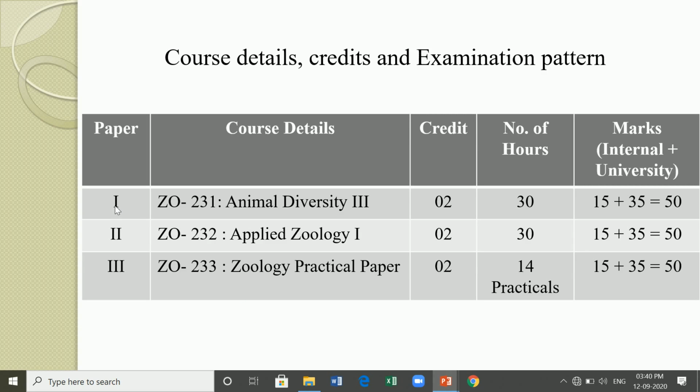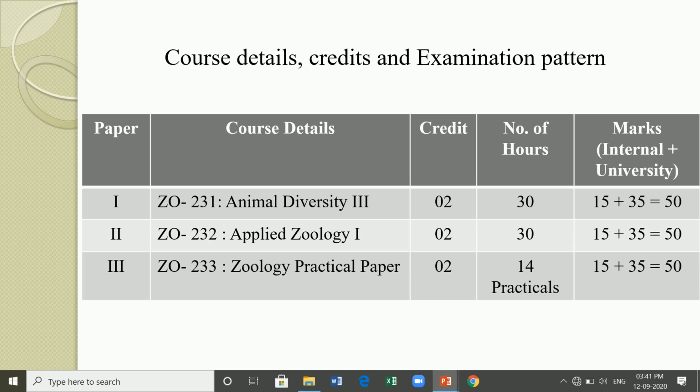First of all, the first paper, theory paper, the course number is ZO231, that is animal diversity third. Now animal diversity first and animal diversity second you have already learned at the FYBSc in the first and the second semester. Now this is the third semester and the animal diversity paper is continued as animal diversity third. It has a total of 2 credits and a weightage of 30 hours.